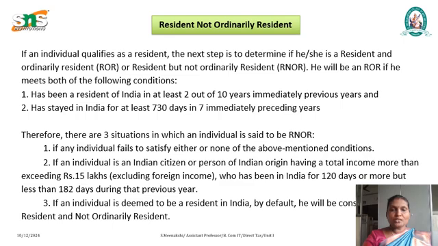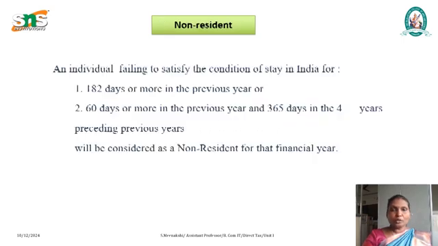Therefore, there are three situations in which an individual is said to be a resident but not ordinary resident. If any individual fails to satisfy either or none of the above-mentioned conditions; or if any individual is an Indian citizen or person of Indian origin having a total income exceeding 15 lakhs, excluding foreign income, who has been in India for 120 days or more but less than 182 days during the previous year; or if an individual is deemed to be resident in India, by default he will be considered a resident but not ordinary resident.